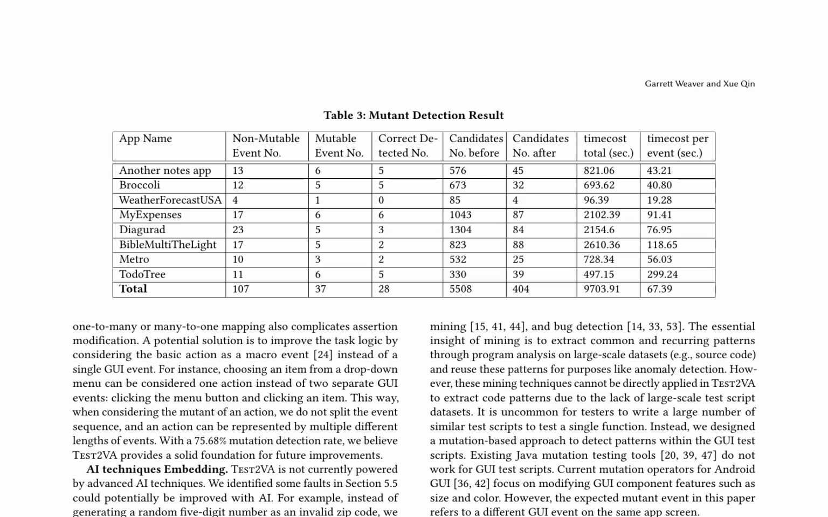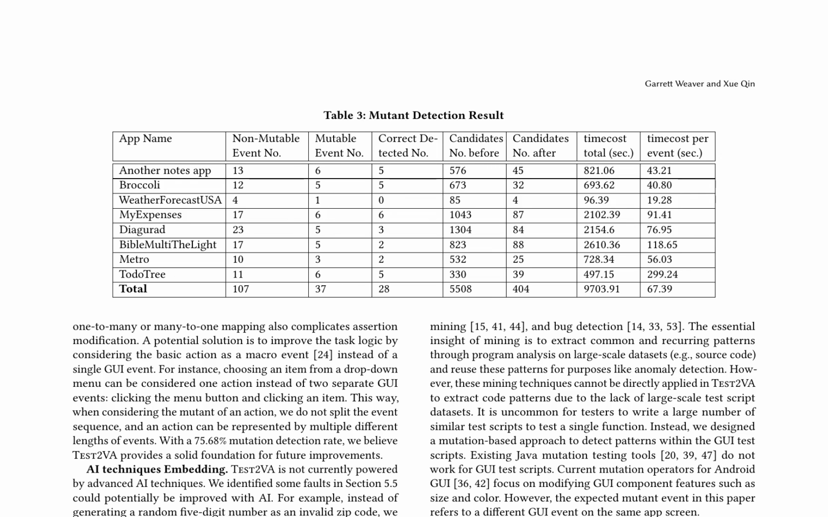To enhance the task logic, the authors propose considering the basic action as a macro event, rather than a single GUI event. This approach can simplify the event sequence and allow for more accurate representation of actions. The authors acknowledge that Test2VA does not currently utilize advanced AI techniques, but identify potential areas for improvement, such as using synthetic data generation to generate realistic zip codes. They believe that future AI integration will increase the accuracy and efficiency of Test2VA.